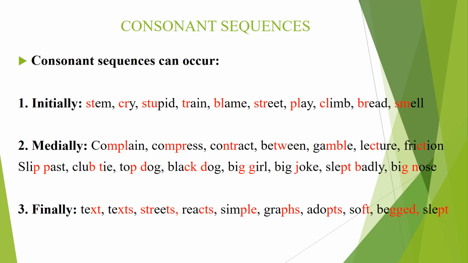Also, consonant sequences might come between phrases like slip, past, the final sound in the word slip and the first sound in the word past. Slip, past, club, tie, top dog, black dog, big girl, big joke, slept badly, big nose. In final positions, text, texts, streets, reacts, and etc.